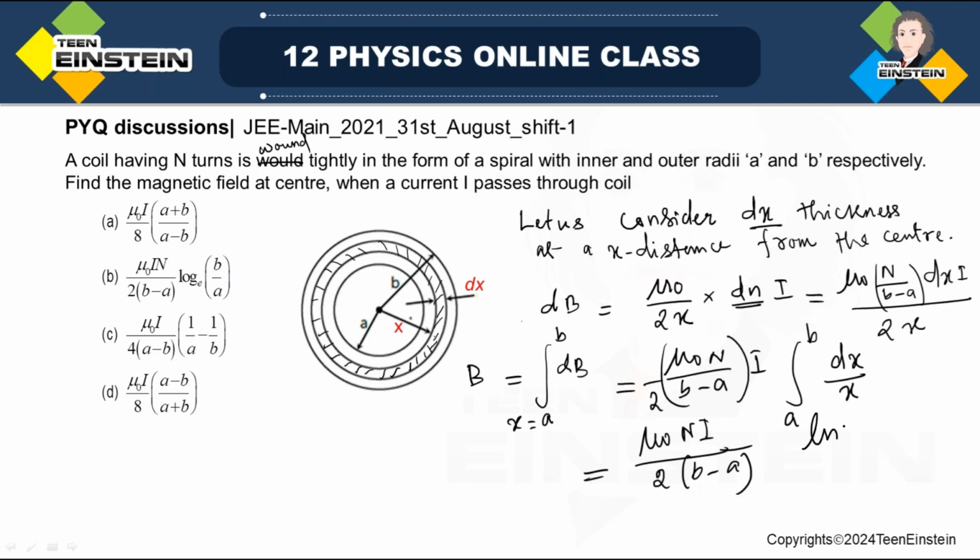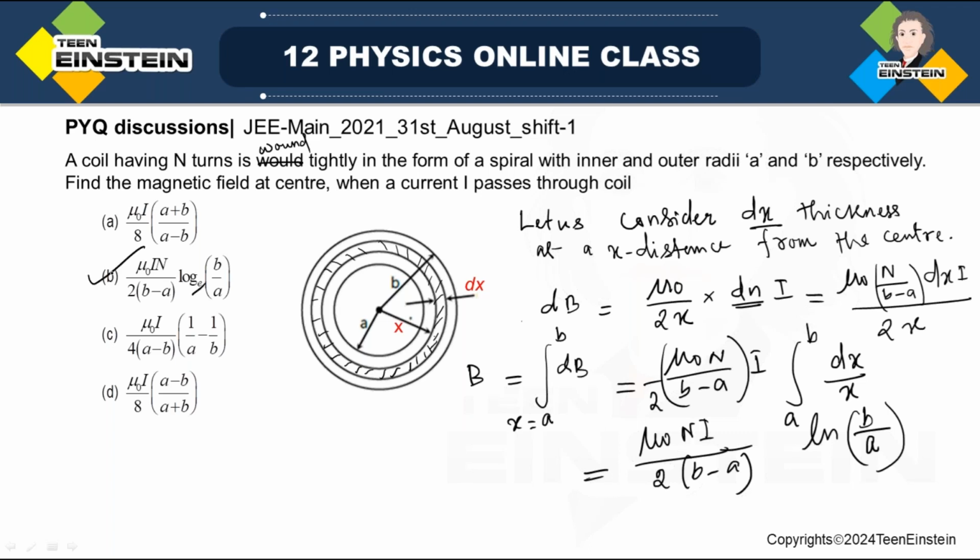This will be ln, or you can take log to the base e. See, there is an option. So ln means log to the base e. So ln x will be ln(b by a) if I put the limit, right? So option number B will be the correct answer for this question.